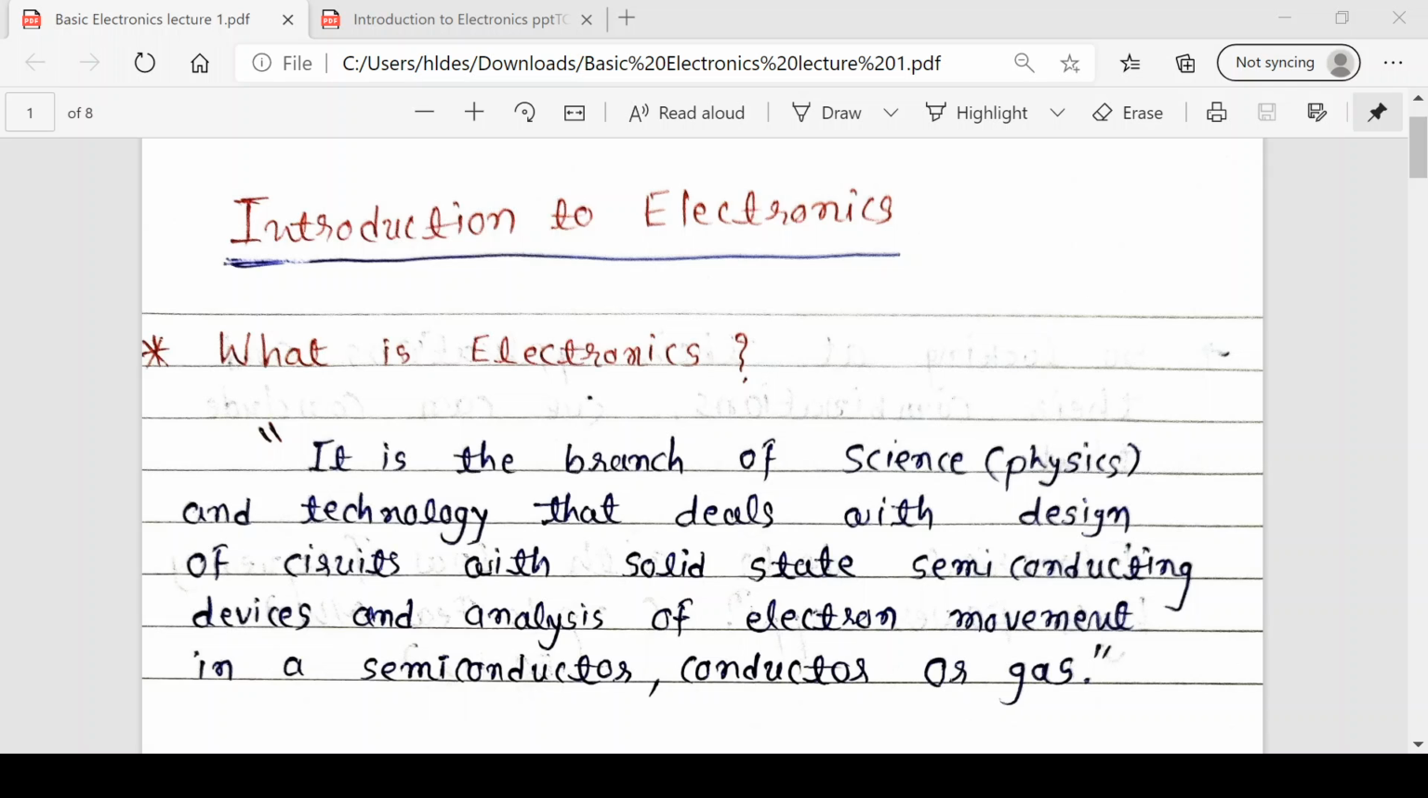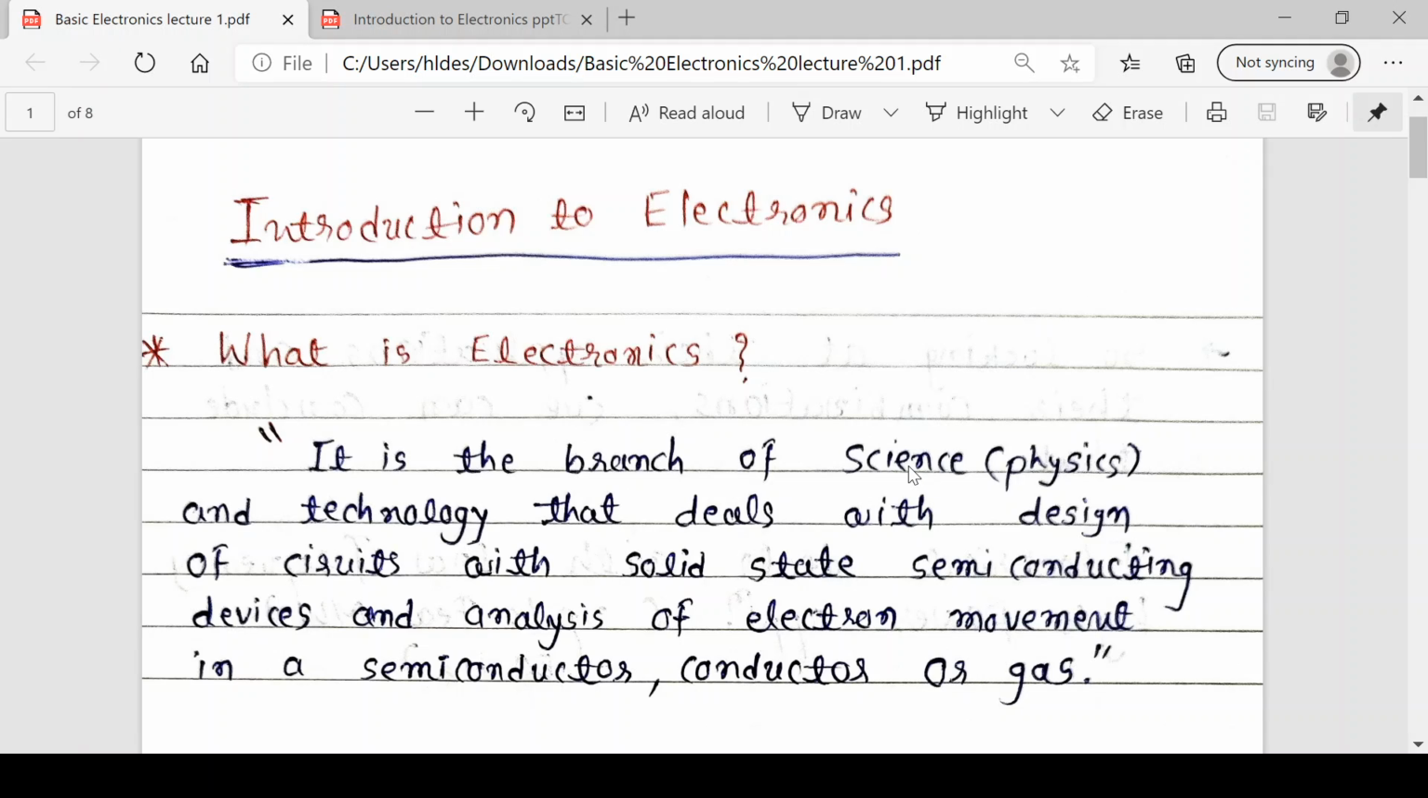So we particularly want to go to the lecture session, which you can see on the screen. The title is Introduction to Electronics.